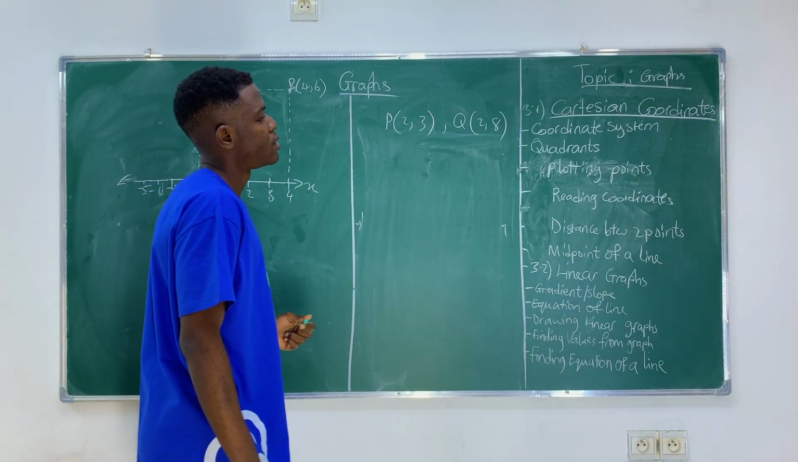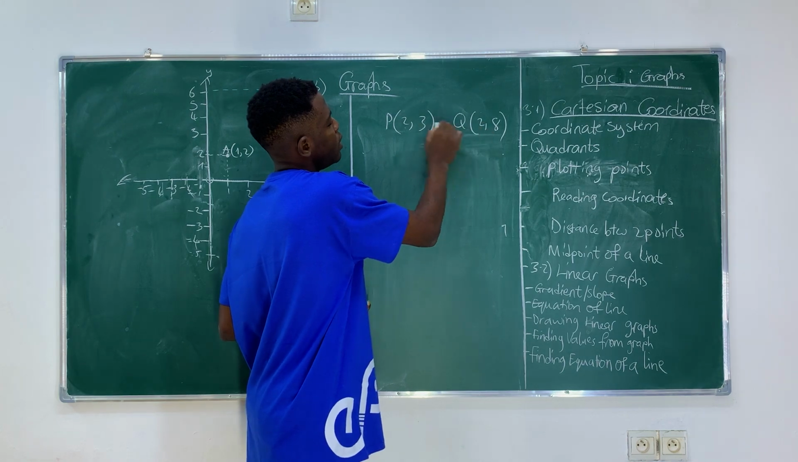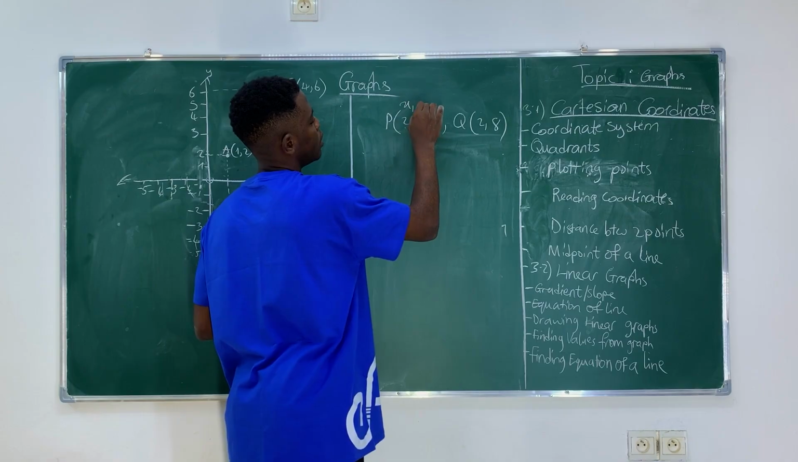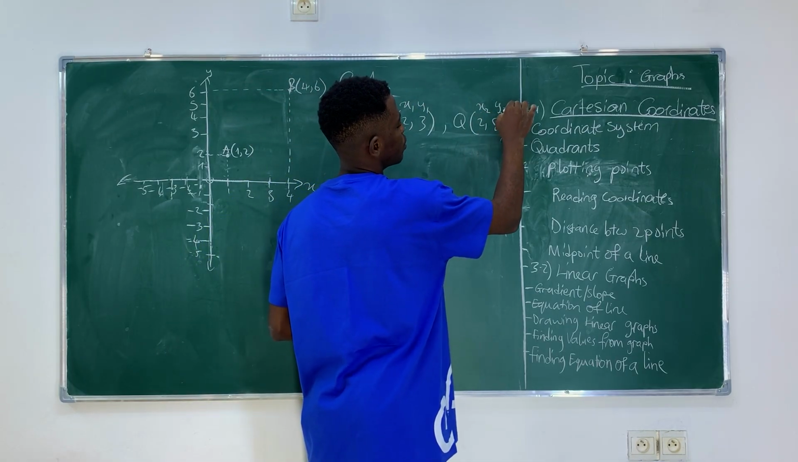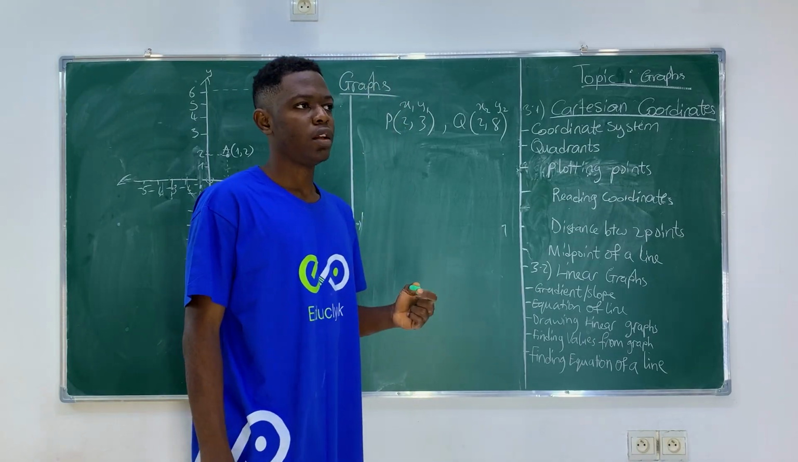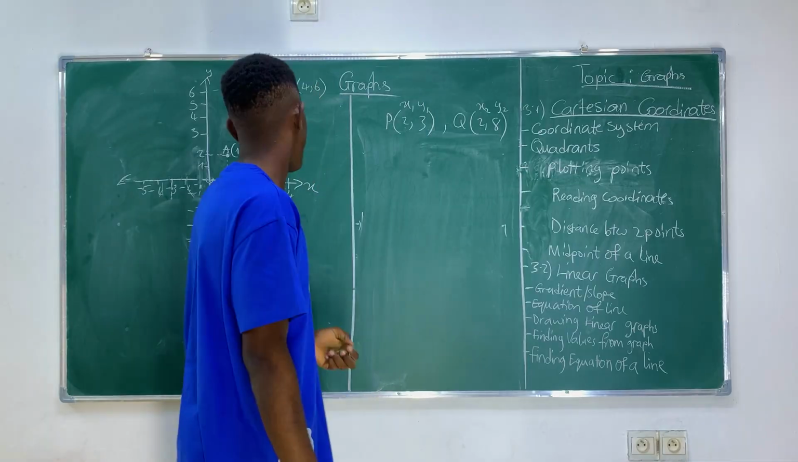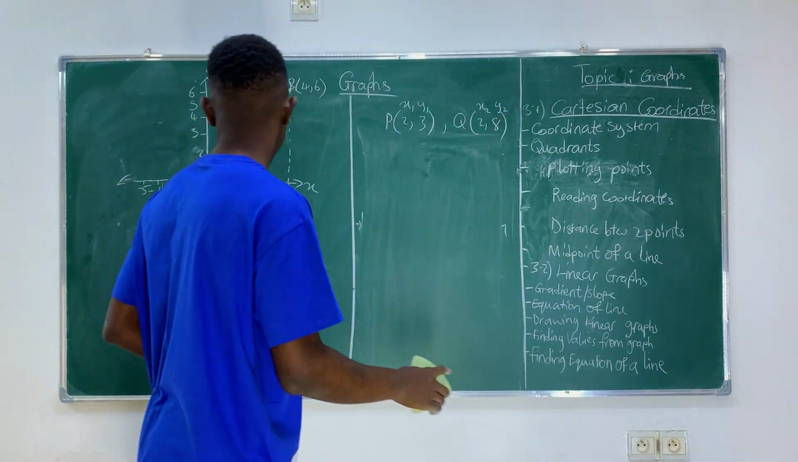So how do I find the distance between them? Here I can see that the x coordinates are the same. So I can choose this as my x1, y1, and this as my x2, y2. Here I see that my x coordinates are the same. But I want to plot. Okay, let's pause and see how it's going to be on the graph.